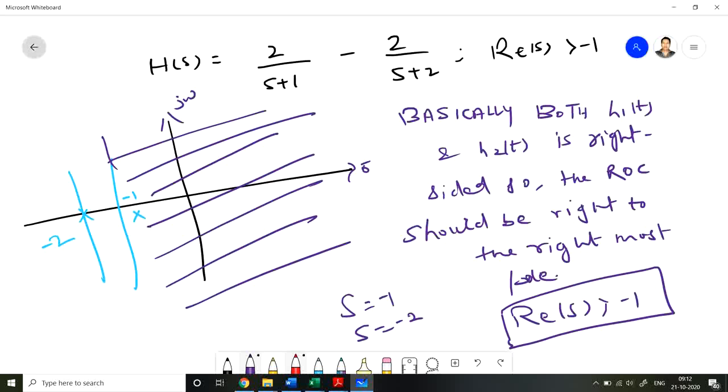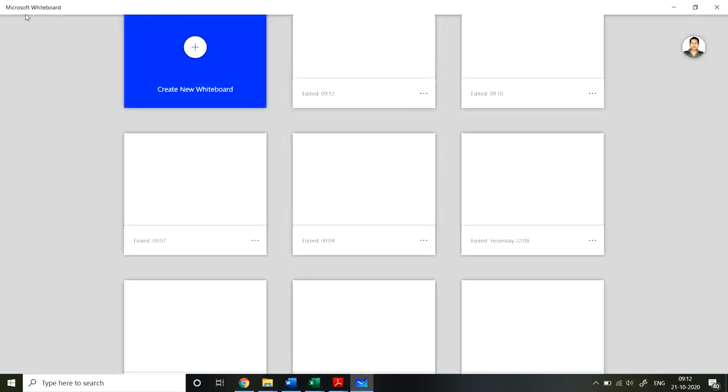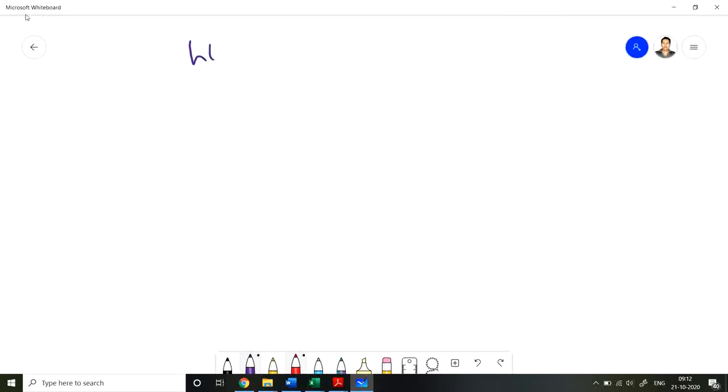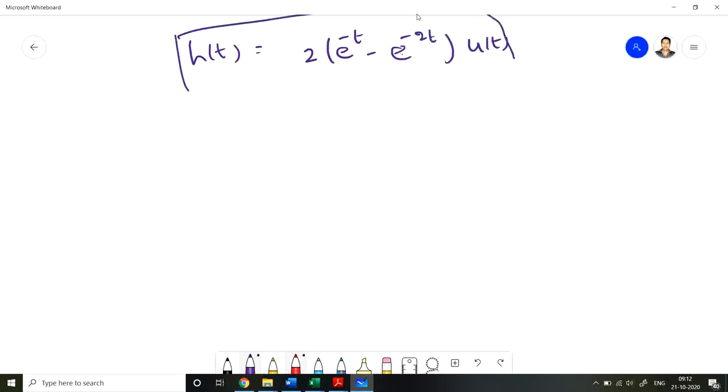Now we can see that the impulse response h(t) is equal to (2 e raised to the power minus t minus e raised to the power minus 2t) times u(t). Please check, this is the impulse response.